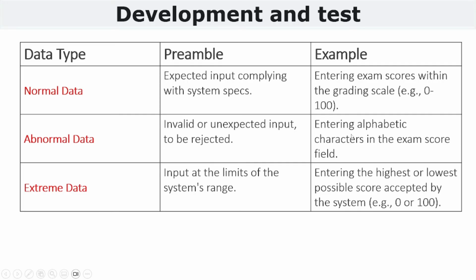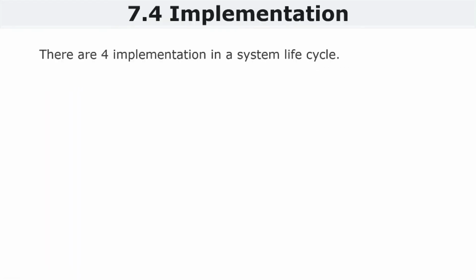Then the abnormal data is any data that is not supposed to be within this range. So for example, -1. It's not possible to score a negative value when you are writing an exam. And you are also not supposed to write the exam score in words. So abnormal data is when numbers are entered alphabetically instead.